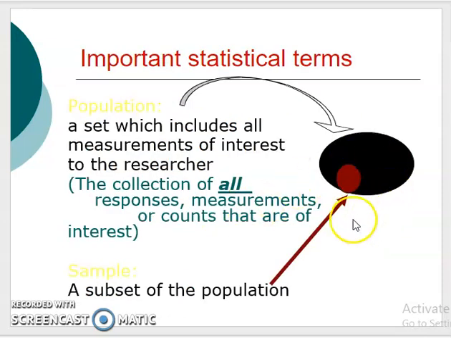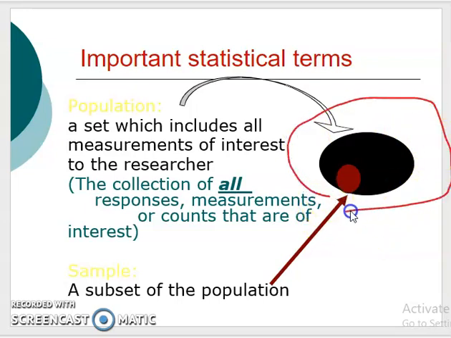So once again, this is the population, which will be enclosed in an area, and from that we are just taking a few samples. The population is a set which includes all the measurements of interest to the researcher, and the collection of all responses, measurements, or counts that are of interest. Or we can call the sample a subset of a population. So this is a population, and this red circle is a subset of the population.